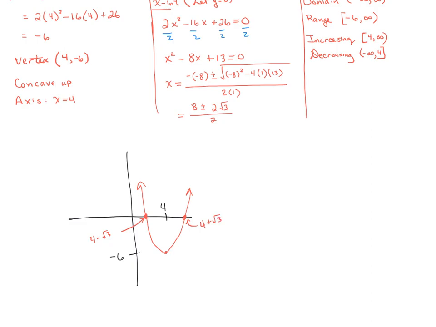So where is y bigger than 0? Where is f of x bigger than 0? It's bigger than 0 whenever we are to the left of 4 minus root 3. So negative infinity to 4 minus root 3. And it's also bigger than 0 to the right of 4 plus root 3. So these are the x values. Where is f of x smaller than 0, or negative? And that will be between the two x-intercepts. So between 4 minus root 3 and 4 plus root 3.